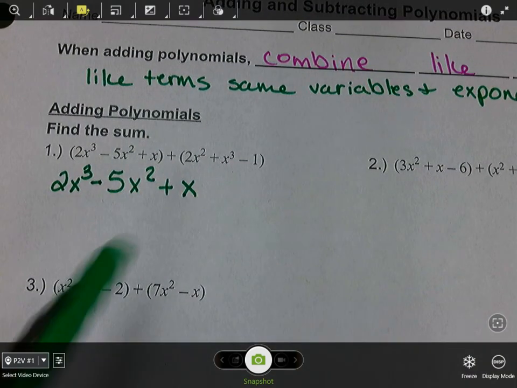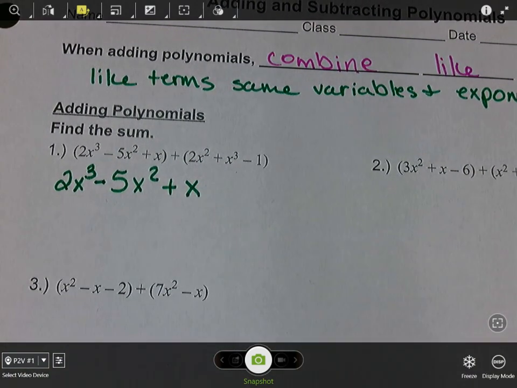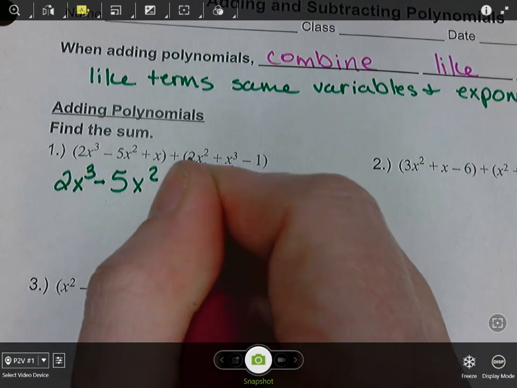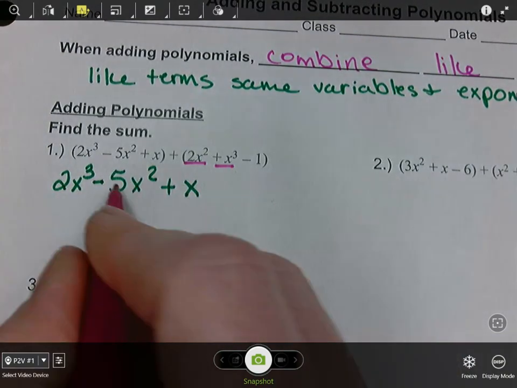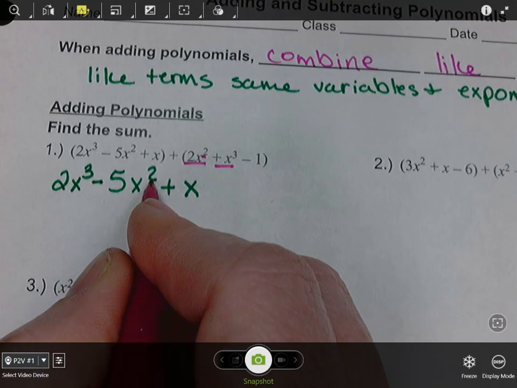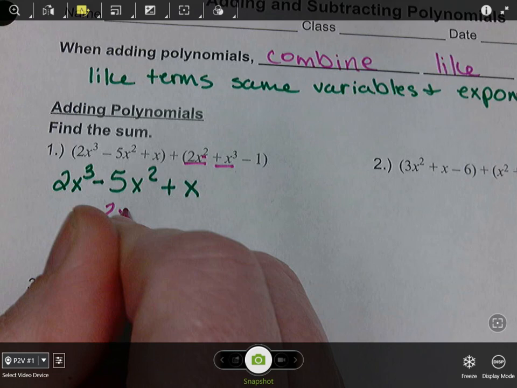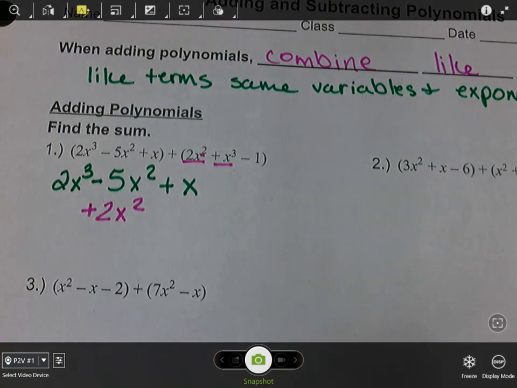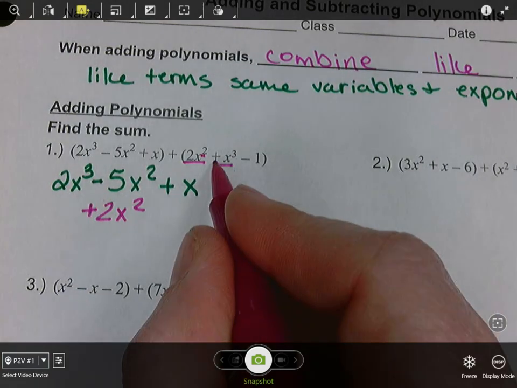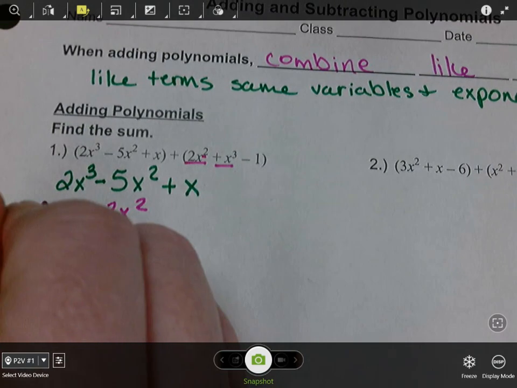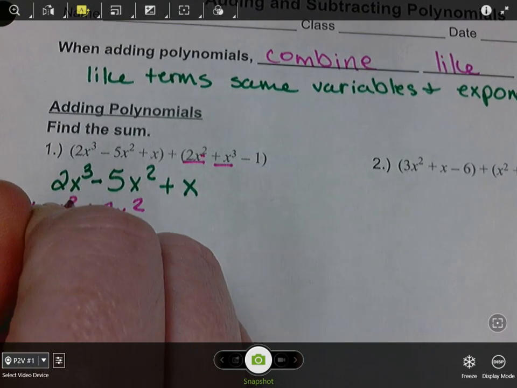Okay. Now when I add this polynomial underneath it, I need to make sure that I line up the same exponents. This is positive 2x squared. I would put it underneath the negative 5x squared, because see how this is a squared and that's a squared? I would have to put those together. So positive 2x squared would go under the negative 5x squared. And the positive x to the third would go underneath the 2x to the third. So positive x to the third.